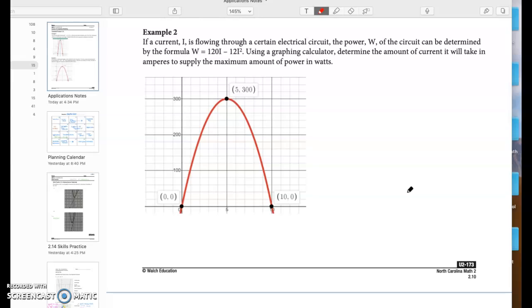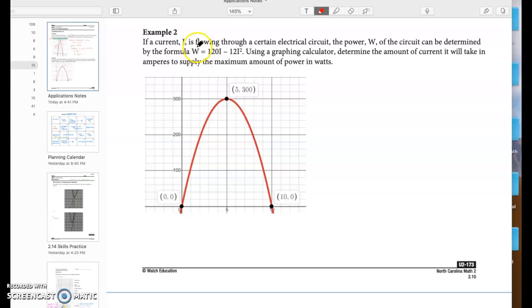In example 2, if a current I is flowing through a certain electrical circuit, the power W of the circuit can be determined by the formula W equals 120I minus 12I squared. Using a graphing calculator, determine the amount of current it will take in amperes to supply the maximum amount of power in watts.